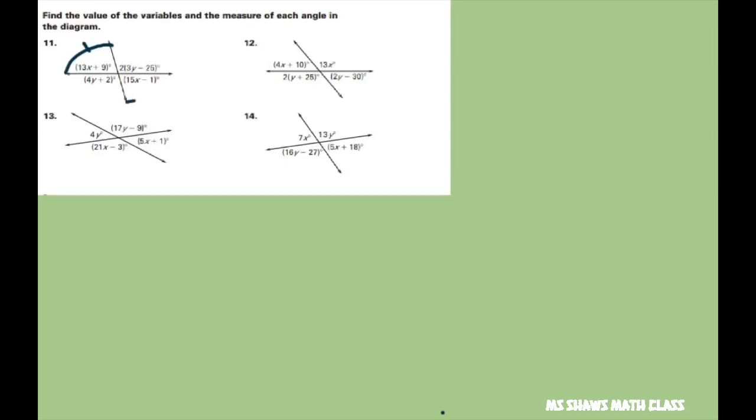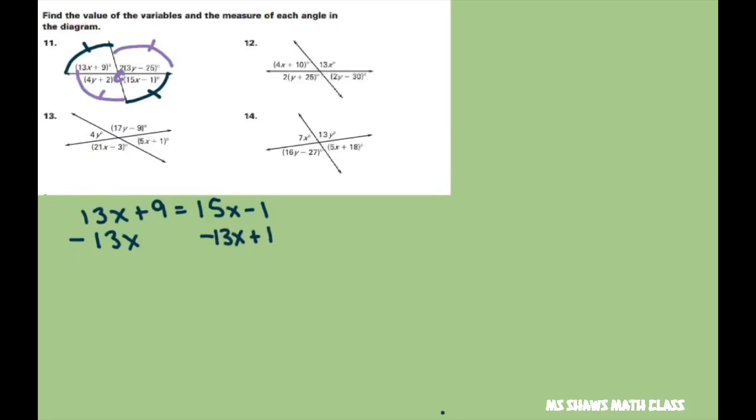So these 2 angles are congruent and these 2 angles are congruent because these 2 have the y's, and the first one we're going to do have the x's. So that means they're congruent. That means we can set them equal to each other. So you have 13x plus 9 equals 15x minus 1. And we'll subtract 13x from both sides and add 1 to both sides. So that gives us 10 equals 2x, so x equals 5.